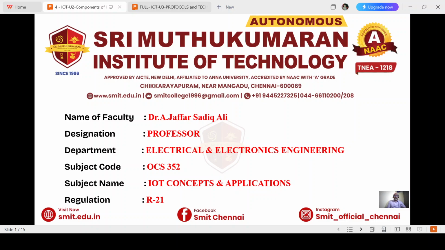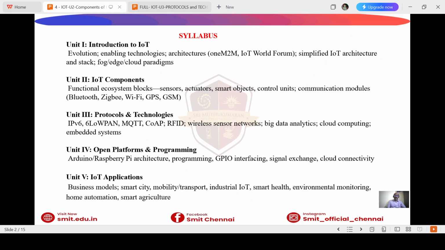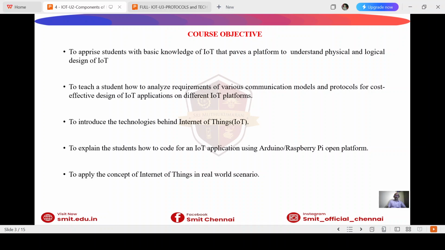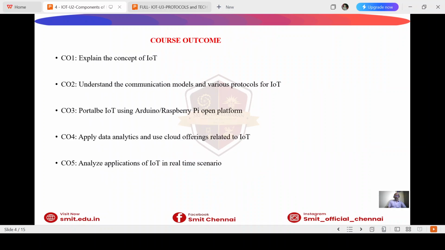As part of this IoT concept applications series of lectures, today we are going to cover the last two topics in Unit 2, that is GPS and GSM. Let's go through the course objective. Unit 2 is to analyze various communication protocols as well as models for cost-effective design of IoT applications on different IoT platforms. It's to understand the communication models as well as various protocols for IoT applications.